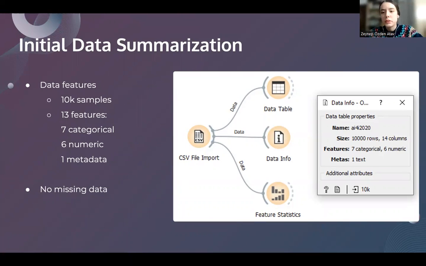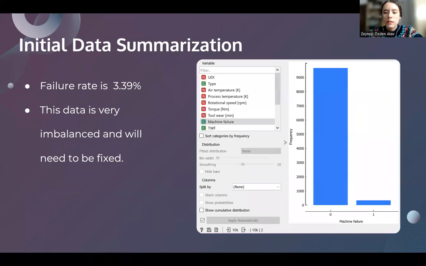I would like to reintroduce our dataset before it has been processed. So our dataset has 10K samples with 13 features, 7 of them being categorical and 6 of them being numeric, with 1 metadata. And we had no missing data in our dataset since it was synthetically constructed. Next slide, please. And as you can see over here, the instances of machine failure, well, the machine not failing and the machine failing, are severely imbalanced, with the failure rate being 3.39%. And as per what our instructor has told us, we have to fix this imbalanced dataset, and this is what we will be mostly focusing on in the next slides.